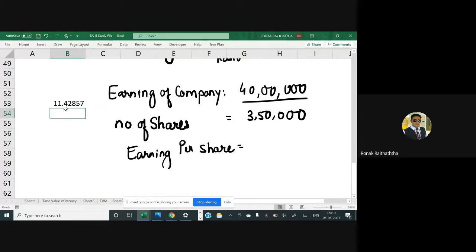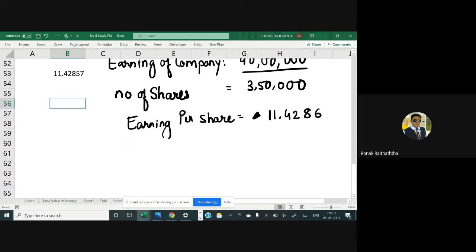3,50,000. So we get 11 point, pen is not working, 11.4286. I'm taking up to 4 digits. So you people are aware that from this you can have two parts. One is the dividend per share, another one is the retained earning per share. Now dividend per share is already given to you.